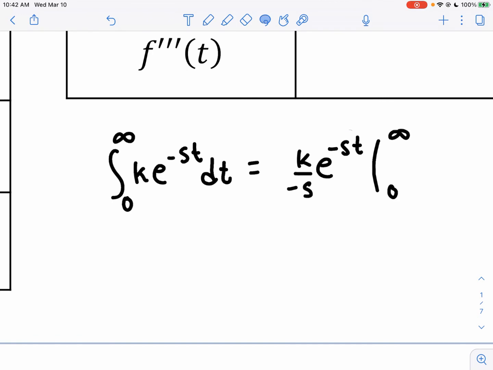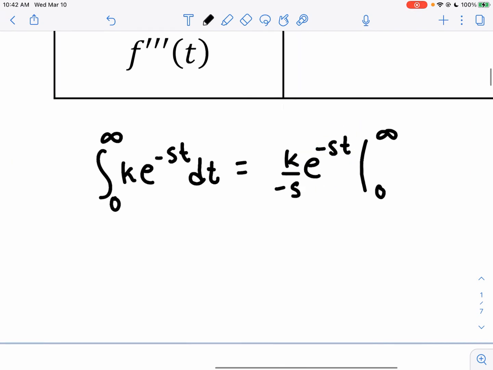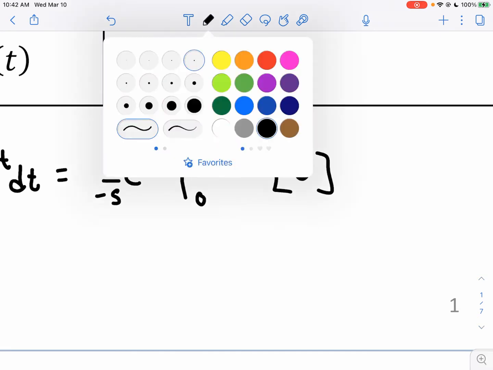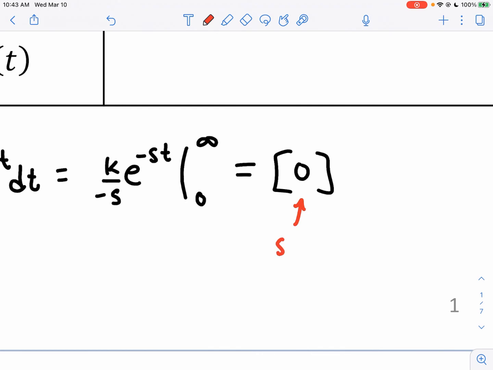Now if s is positive, the negative st would be negative as t goes to infinity. It approaches negative infinity if s is positive, which means this part here will shrink to 0 when we try to plug in infinity. So we get 0 out of this, though only assuming that s was positive.